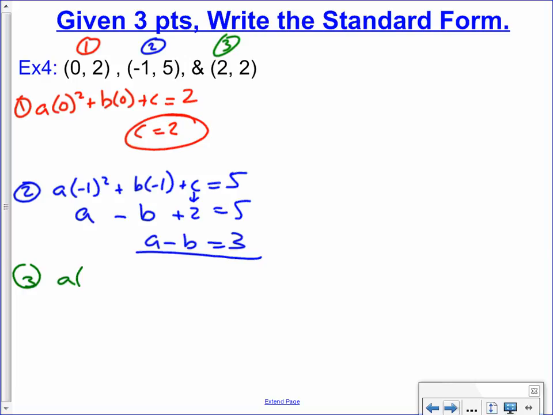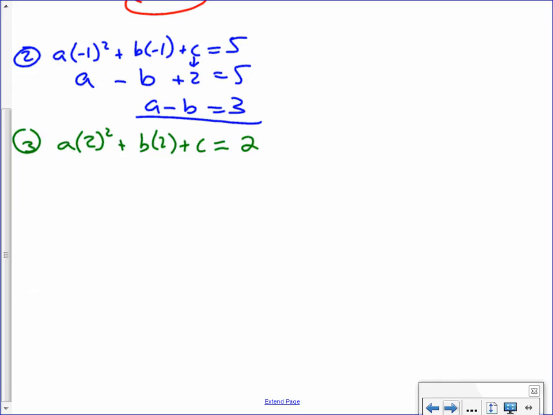X is 2. So a times 2 squared plus b times 2 plus c is equal to 2. Okay. 4a plus 2b, what was c? Is equal to 2. So yes it does.